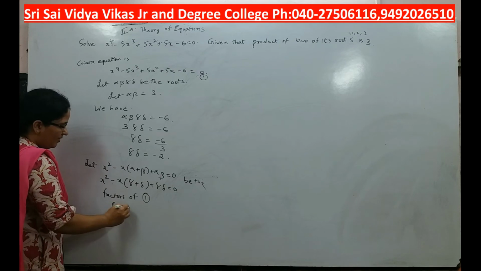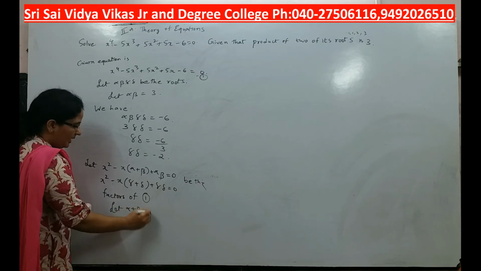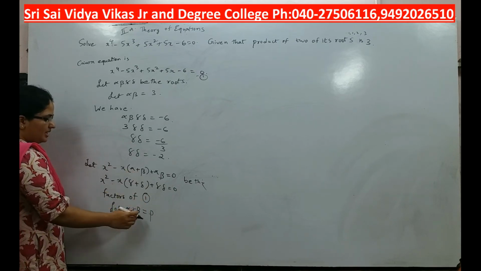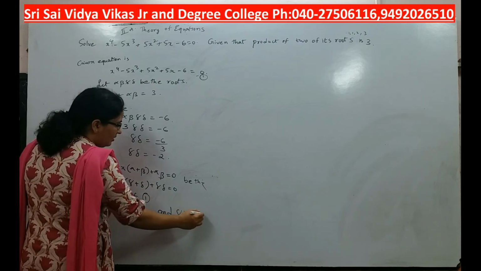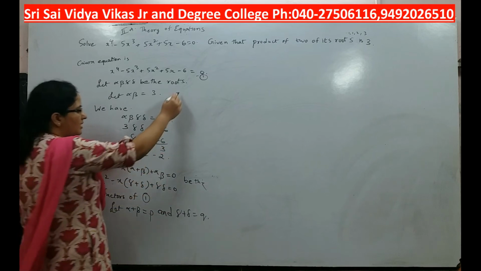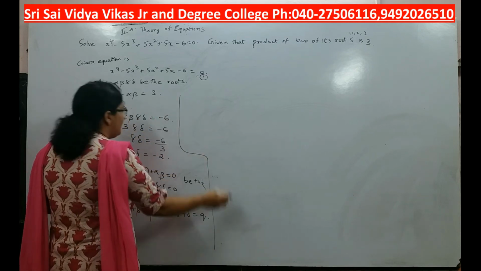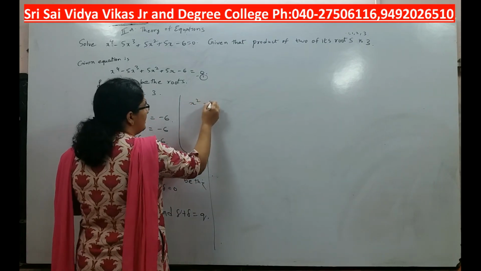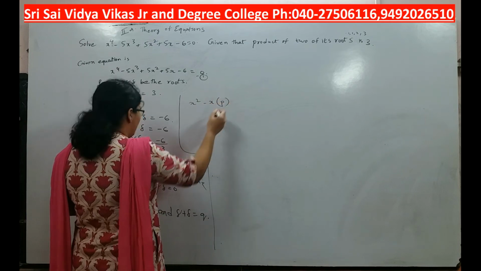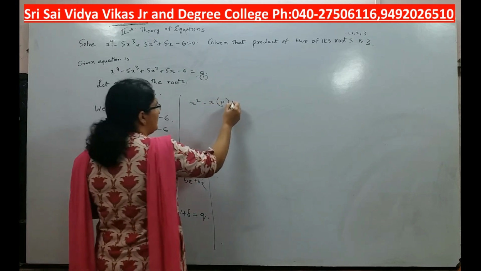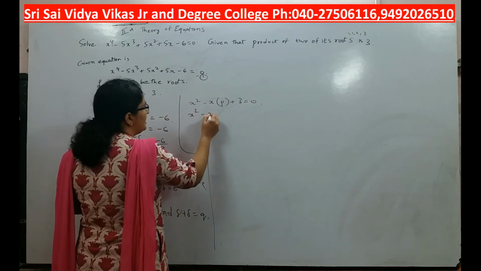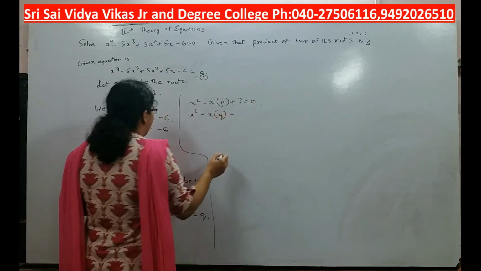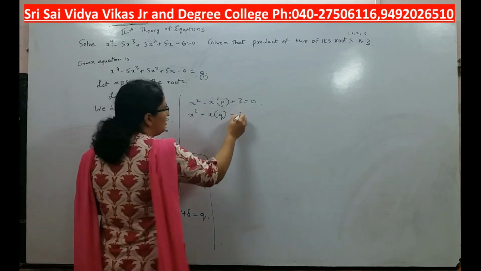Let alpha plus beta be equal to p. We are taking alpha plus beta as p, and gamma plus delta is equal to q. Now you have x square minus px plus 3 is equal to 0, and x square minus qx minus 2 is equal to 0.